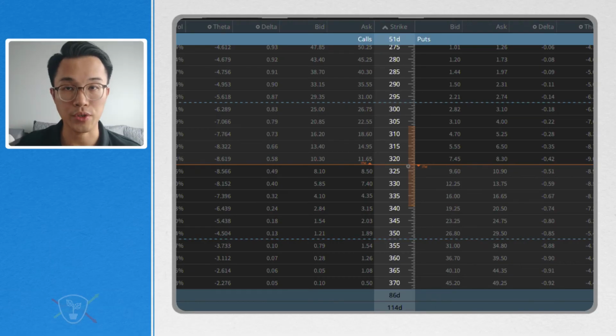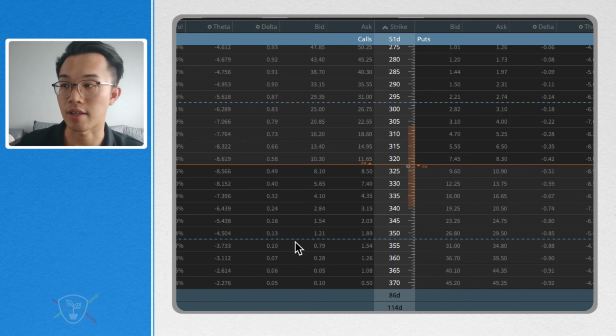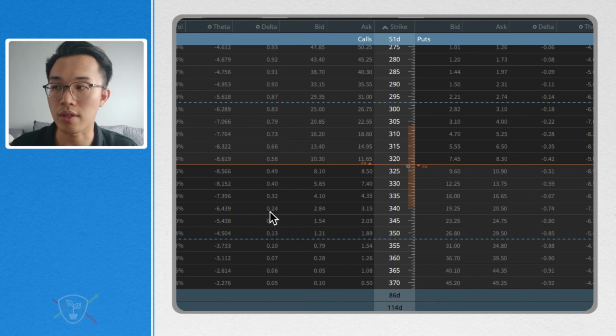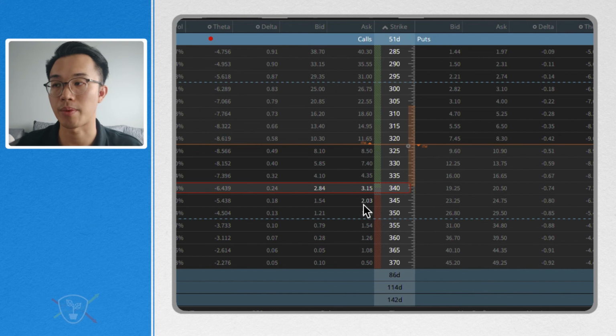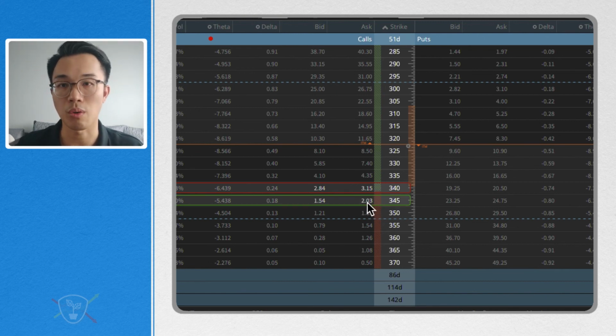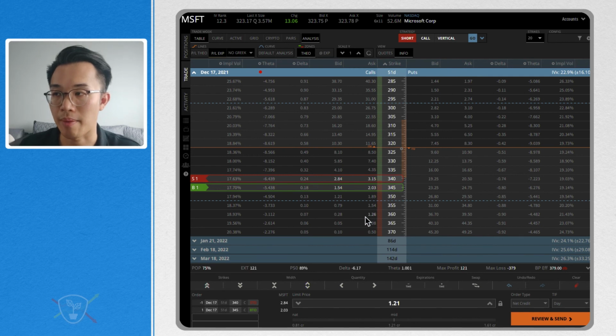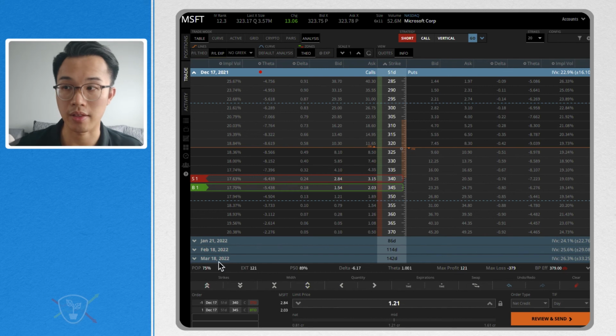I would choose the option with a delta that is the closest to 0.25, and in this case it is the 340 strike price. So I will sell this option, and for protection I will buy the option that is one strike further out of the money. So that will be the 345 call option. So we can see that this is my bear call spread. It has a 75% probability of profit.